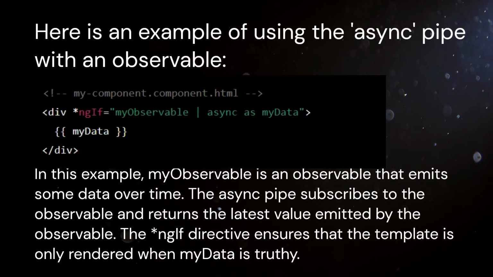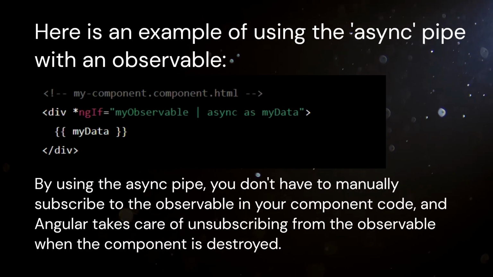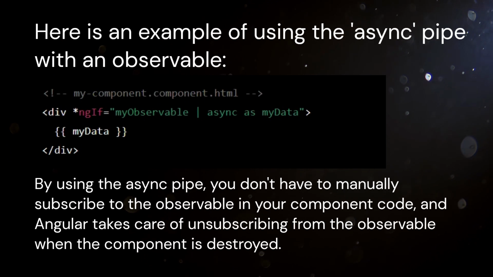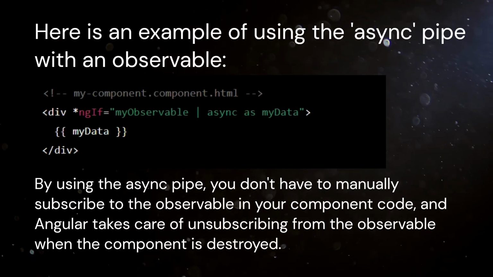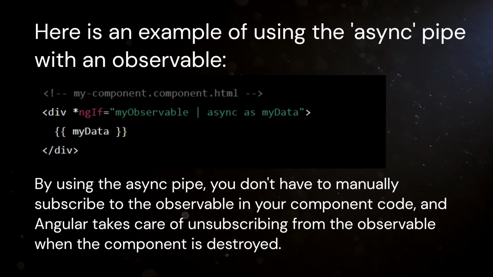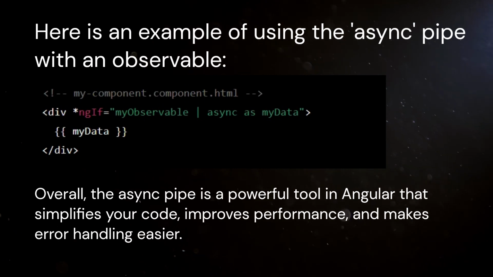By using the async pipe, you don't have to manually subscribe to the observable in your component code, and Angular takes care of unsubscribing from the observable when the component is destroyed. Overall, the async pipe is a powerful tool in Angular that simplifies your code, improves performance, and makes error handling easier.